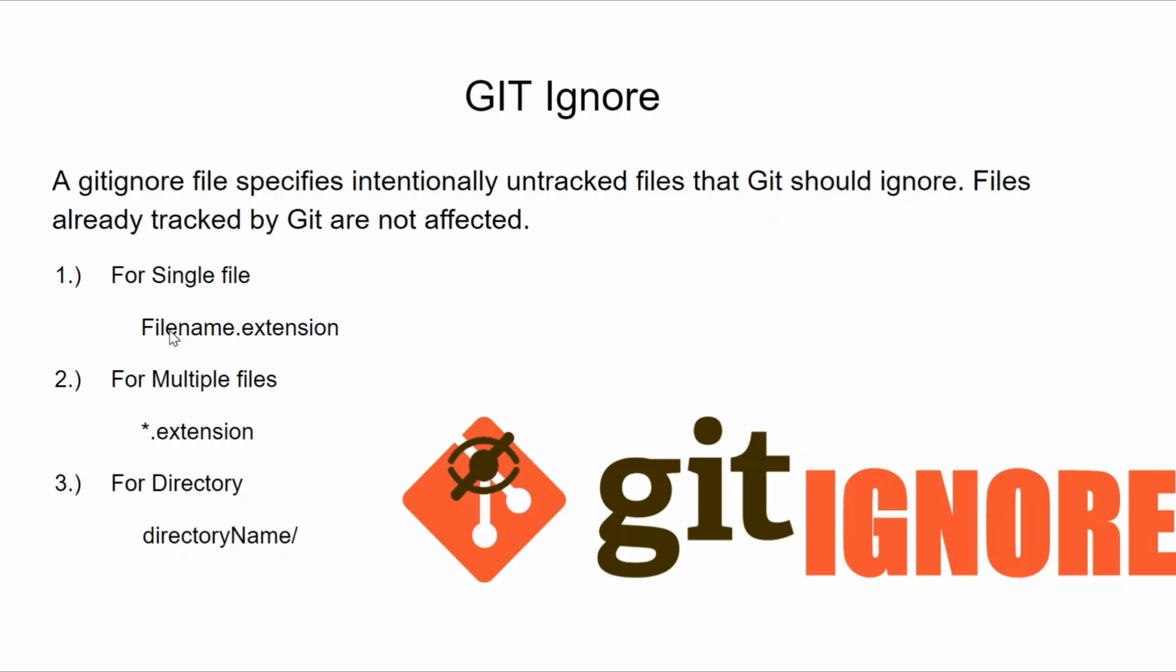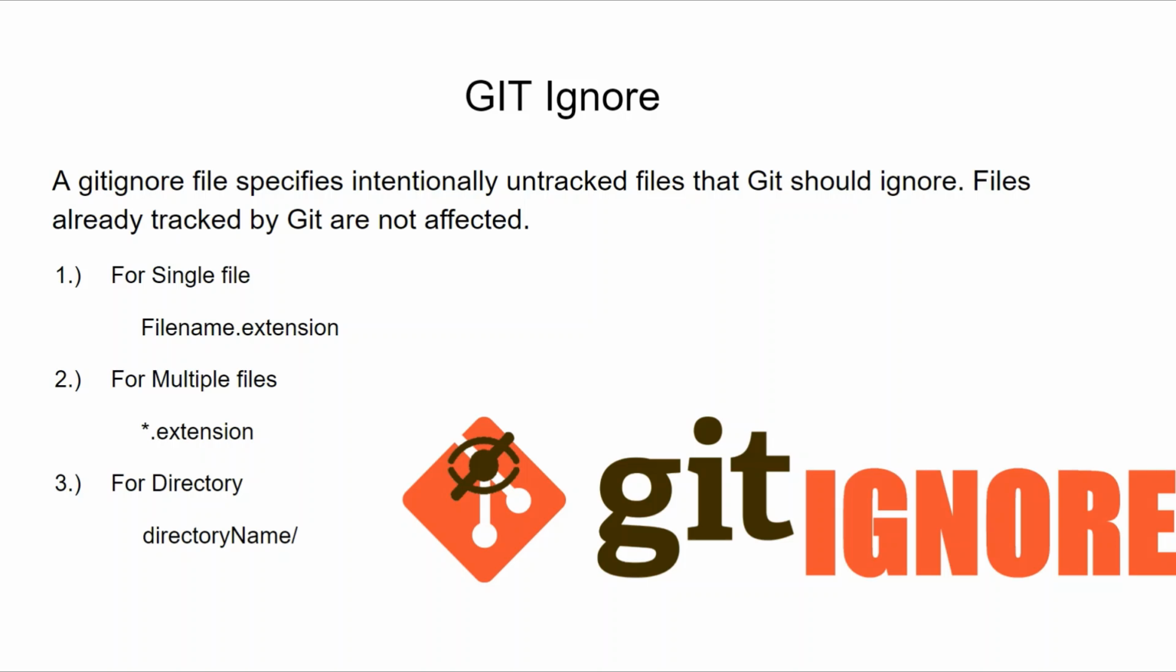So if you want to ignore a single file, then the syntax will be file name dot extension. Let's say I want to ignore a text file named file3. So for that I will write file3.txt in my gitignore file. If I want to ignore multiple files of the same extension, then I will write star dot and the extension of the file in my gitignore file. And if I want to ignore a complete directory, then I will write directory name slash. So let's see the execution of each one of them.